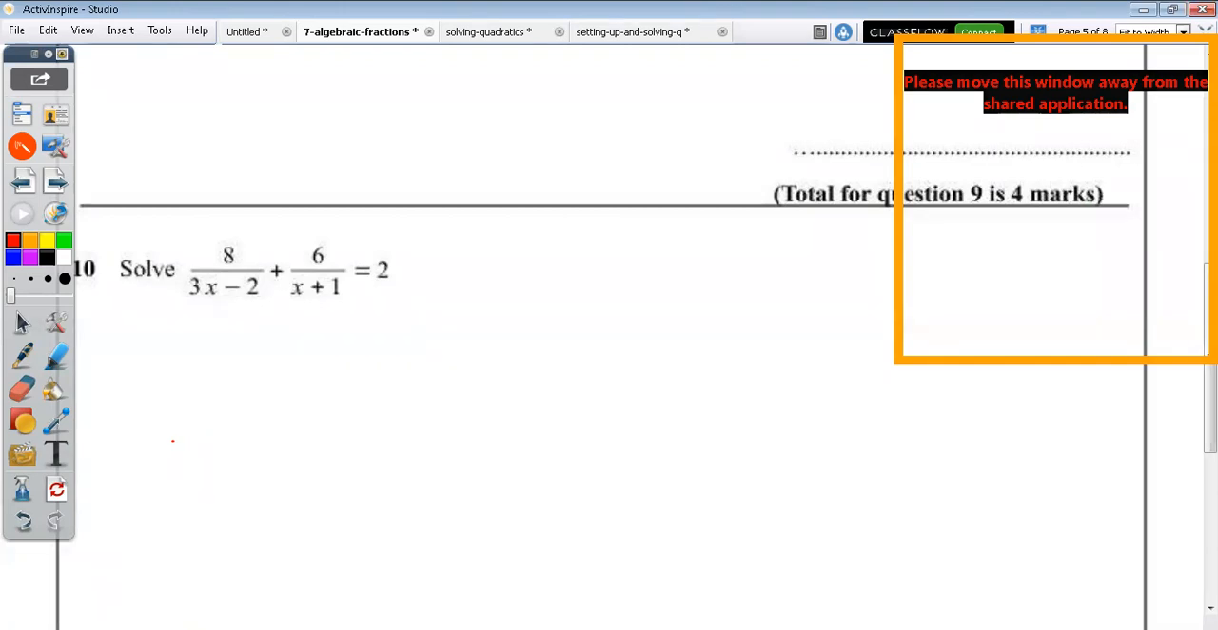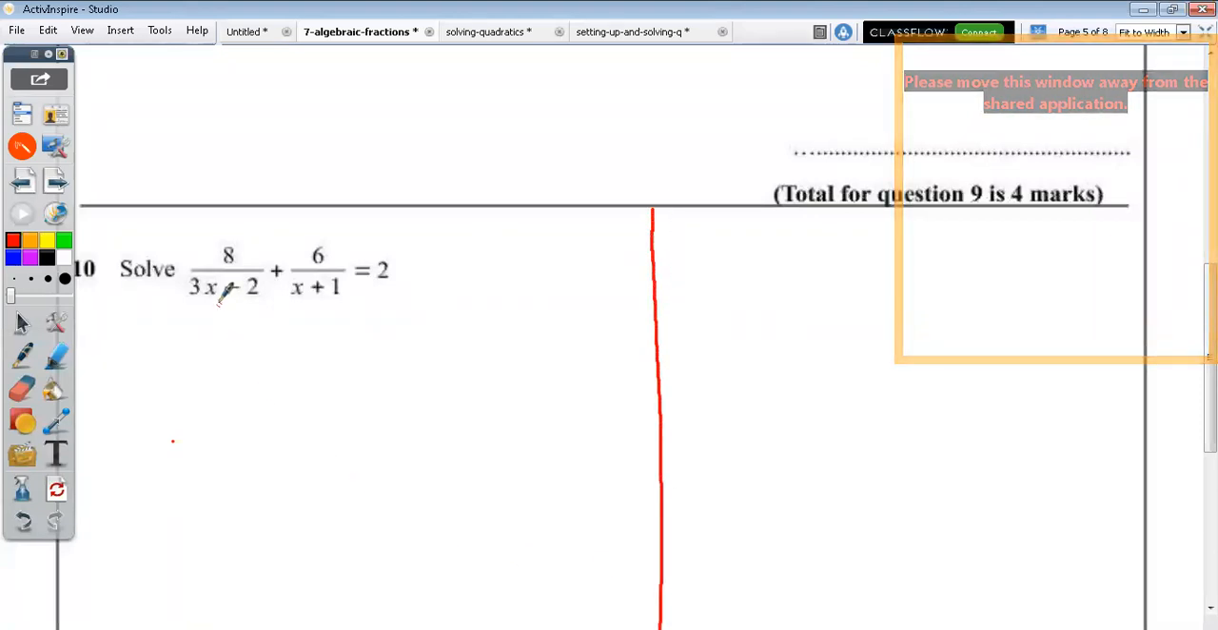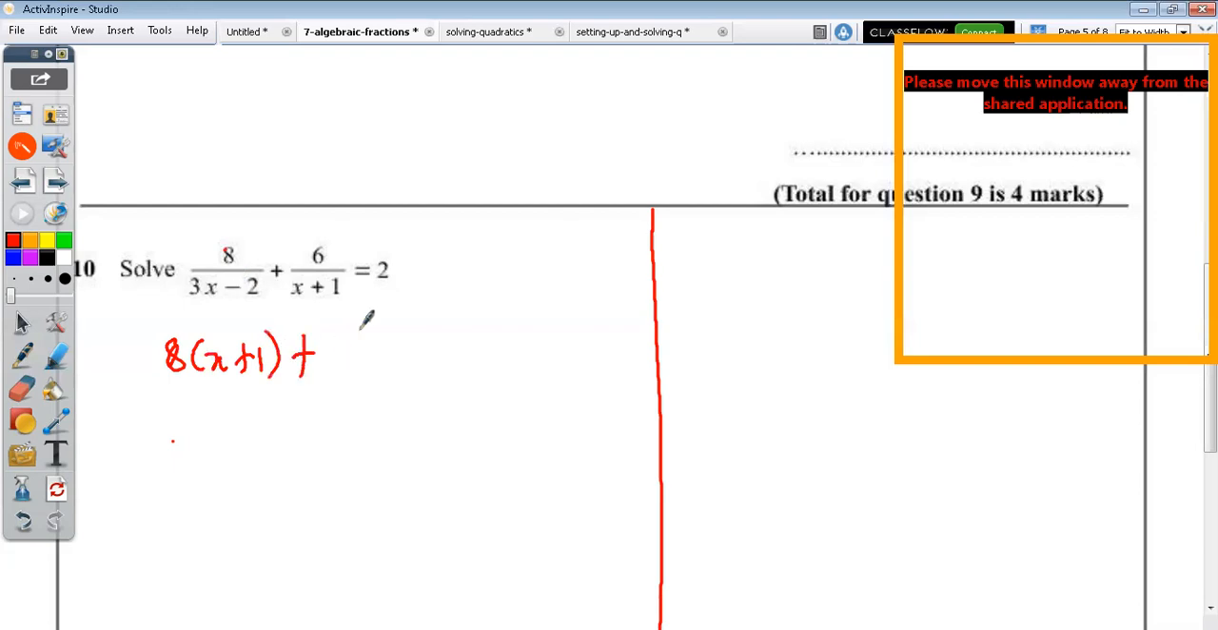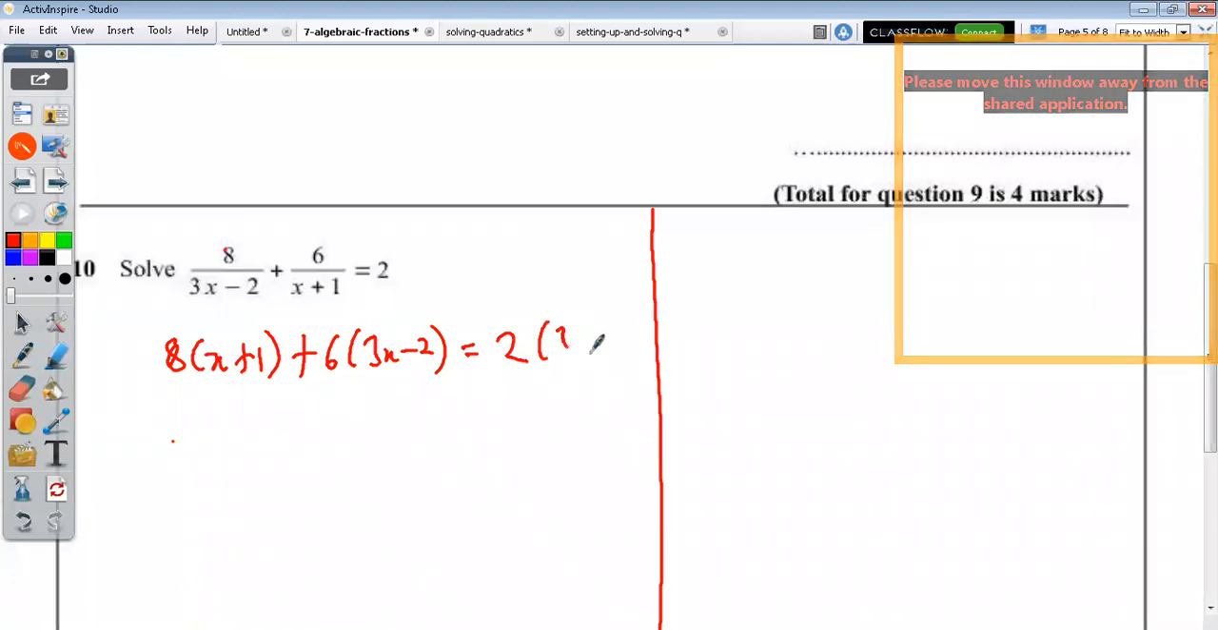Can I tell you a second method here? Yes, sir. You can multiply everything by this. Remember I said this multiplies that. So it means 8 here, brackets, we'll get the same answer: x plus 1, if you didn't make a mistake, plus 6 brackets 3x minus 2. Then because you want to do cross multiplication, you multiply 2 by this whole factor here, by both denominators. So 3x minus 2 like this, x plus 1.